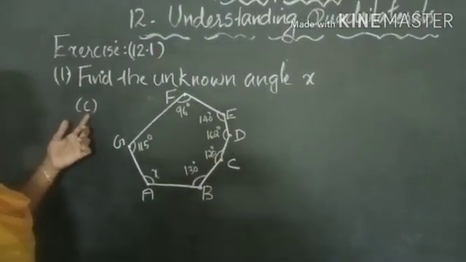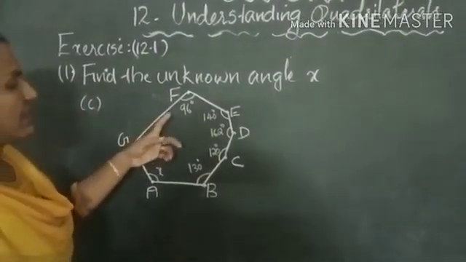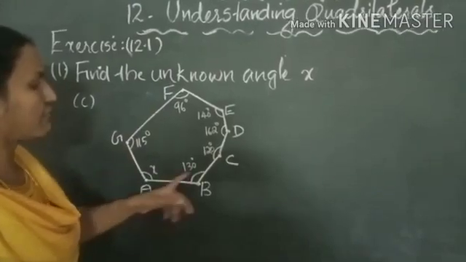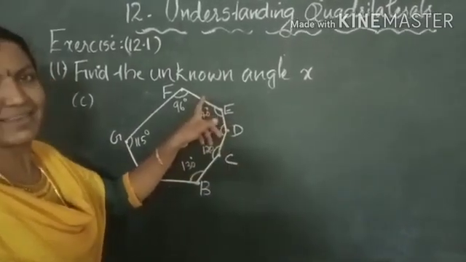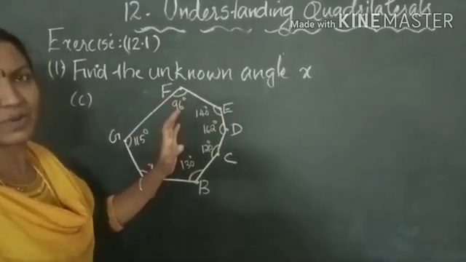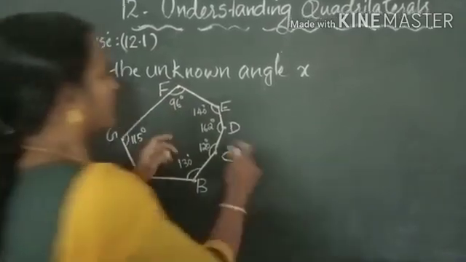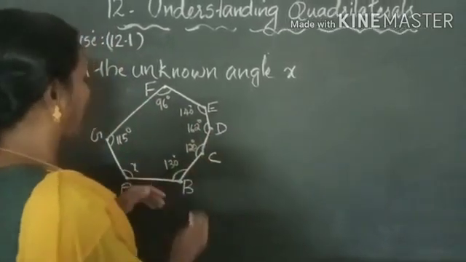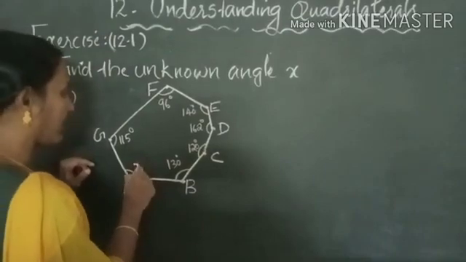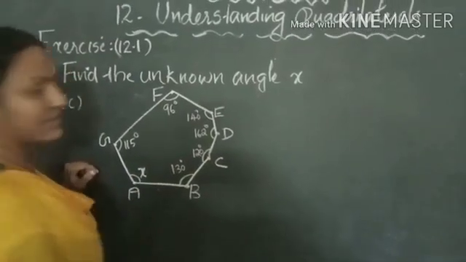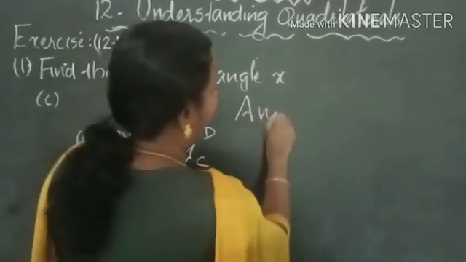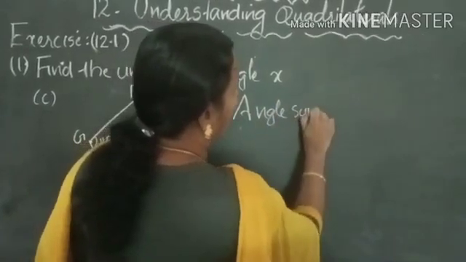Next, option C. Here 1, 2, 3, 4, 5, 6, 7. It's a 7-sided closed figure. Okay, it's a heptagon. So angles are given. We have to find the unknown angle. We have to find x. Okay. So angle sum of a polygon.